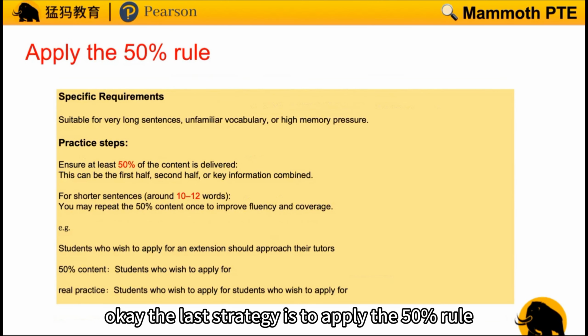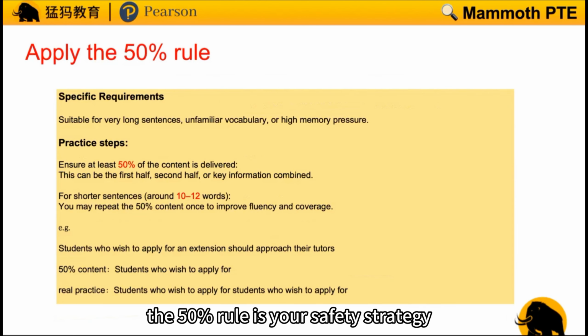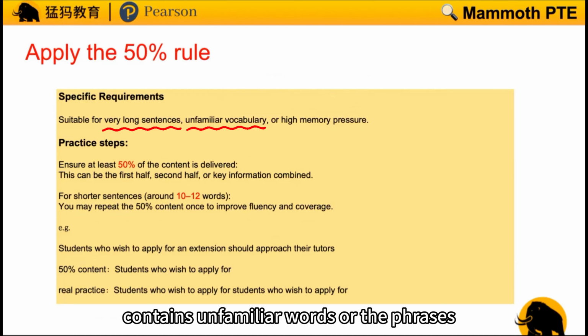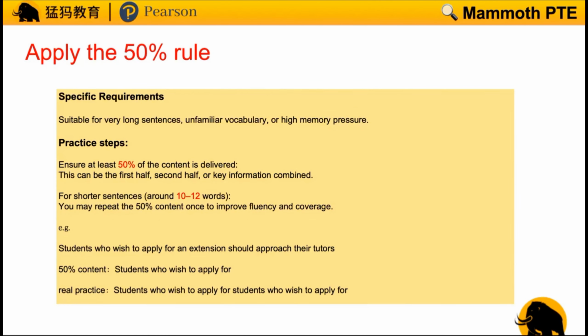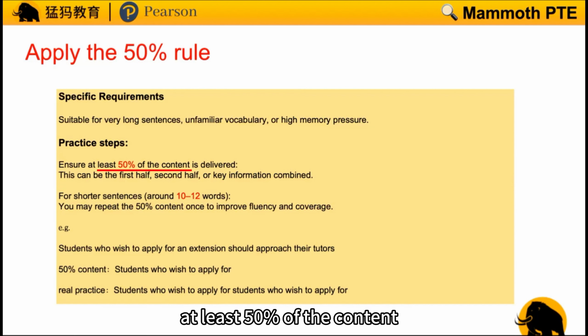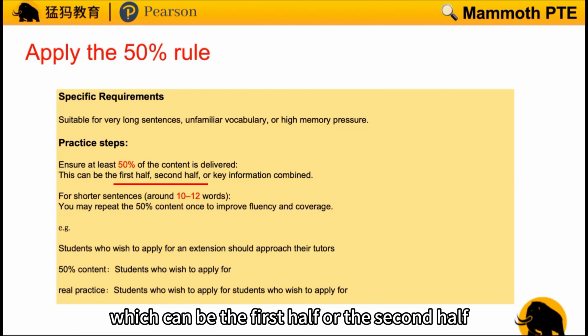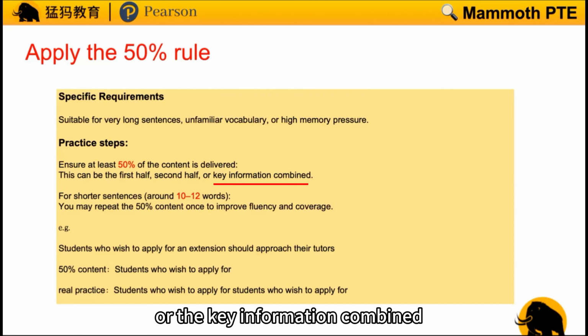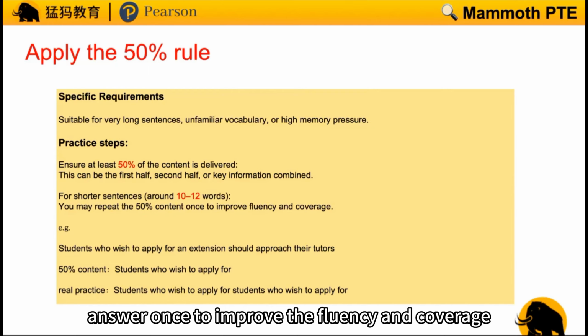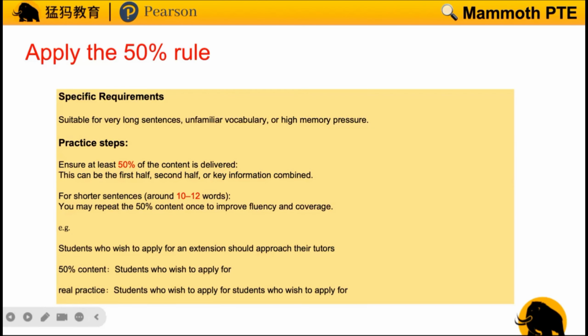Okay, the last strategy is to apply the 50% rule. The 50% rule is your safety strategy, especially when a sentence is very long, contains unfamiliar words or phrases, or creates memory pressure. All you need to do is ensure that you deliver at least 50% of the content, which can be the first half or the second half or the key information combined. For shorter sentences, you need to repeat the answer once to improve the fluency and coverage.